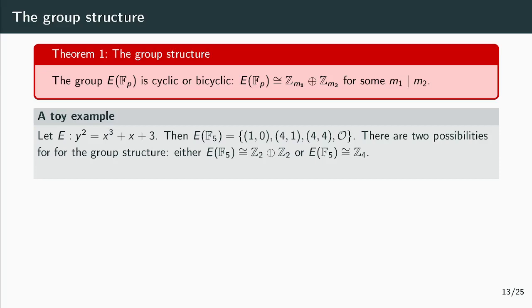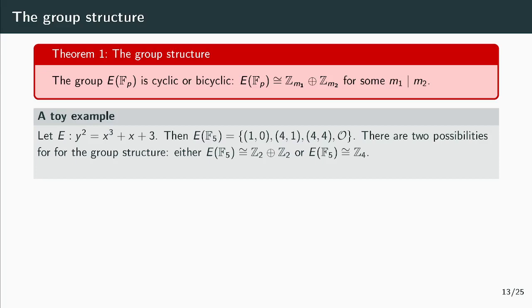There are two possibilities for the group structure. It can be either Z2 plus Z2 or Z4. The theorem above does not allow us to distinguish between these two cases, so we will need some further inspection. We already know that a point has order 2 if and only if its y-coordinate is 0. So for example, the point (1, 0) has order 2.